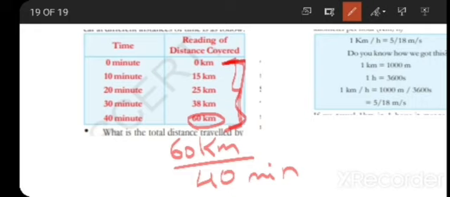Now you can't calculate this directly, because one is in kilometers and one is in minutes. So you should convert 60 kilometers into meters, or else you should convert minutes into hours. Anything you have to do.